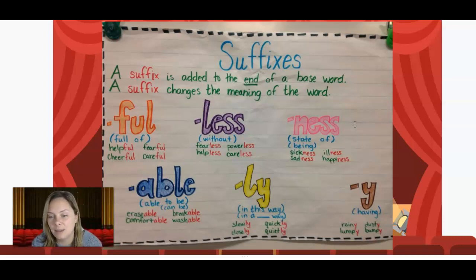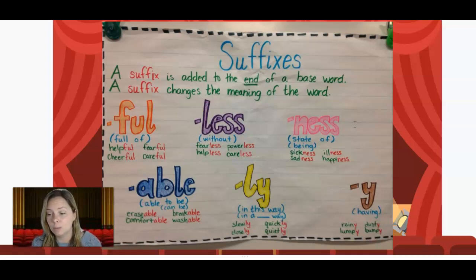Ly, in this way, in a blank way. So slowly, quickly, closely, quietly. How's it happening? Slowly. You're not going to say, oh, the person ran slow down the road. You would say the person ran slowly down the road.